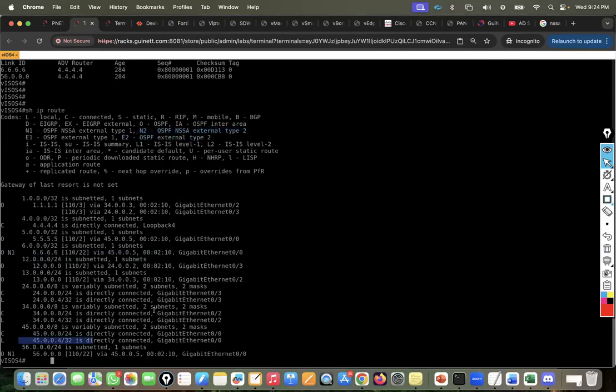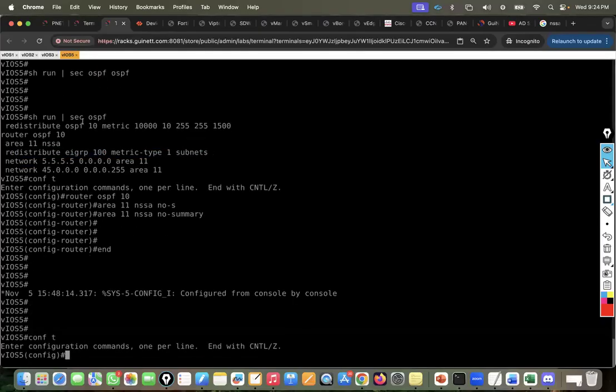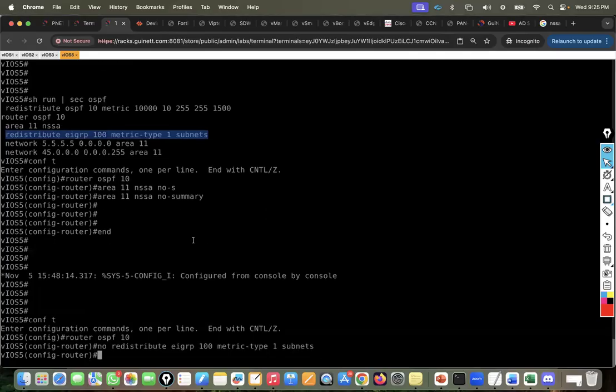Is that route clear also? Okay, can you please show again this metric that we changed on the ASBR? This one, metric type. If I just remove this metric type now, see, let me remove this.